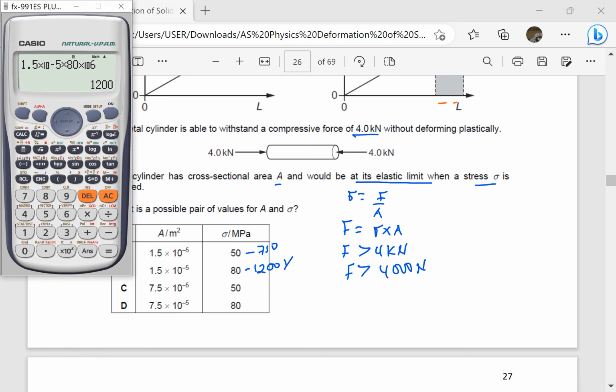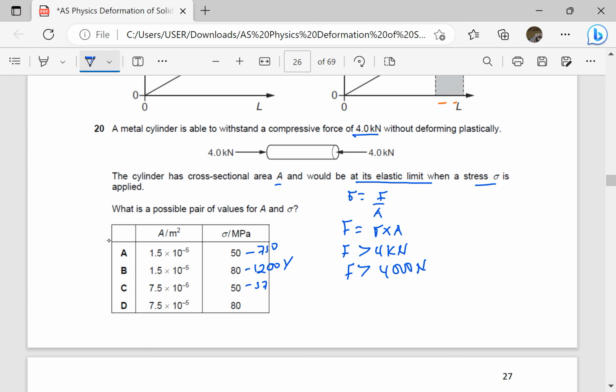Let's check the third one. 7.5 exponent negative 5, then times 50 exponent 6. So this is giving us 3,750. So this one will also be out. Then let's check this one. Oh, by the way, this was already out.